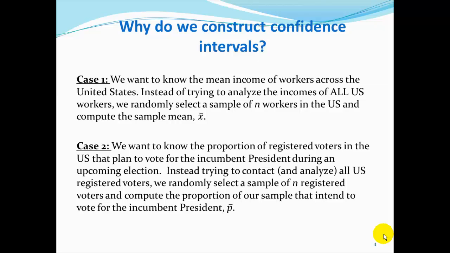For case 2, we want to know the proportion of registered voters in the U.S. that plan to vote for the incumbent president during an upcoming election. Instead of trying to contact and analyze all United States registered voters, we randomly select a sample of n registered voters and compute the proportion of our sample that intend to vote for the incumbent president and obtain a p-bar value, our sample proportion.